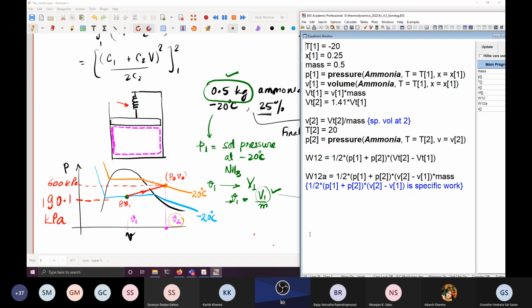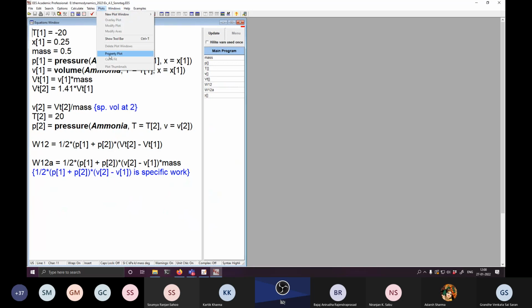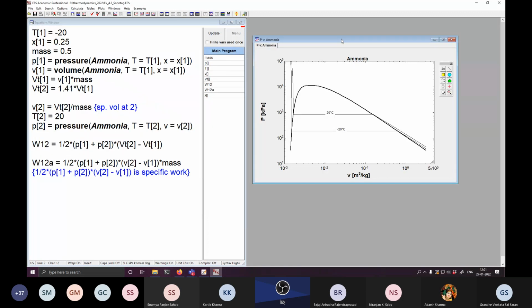Okay, did you understand? Of course, we must plot it as well. So we go to property plot. We maximize this. Let's go to plots. We go to property plot, we go to ammonia, we go to PV diagram. We don't want ISO anything except T equal to -20 and T equal to +20. We want these isotherms on the PV plot. So we have the following plot.